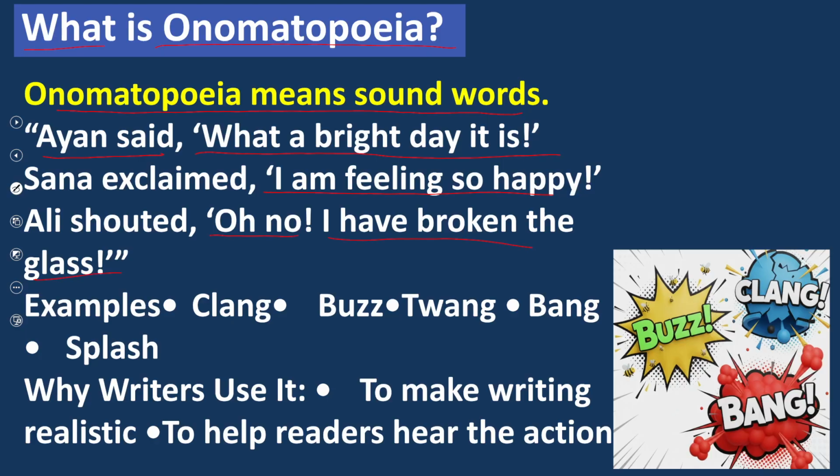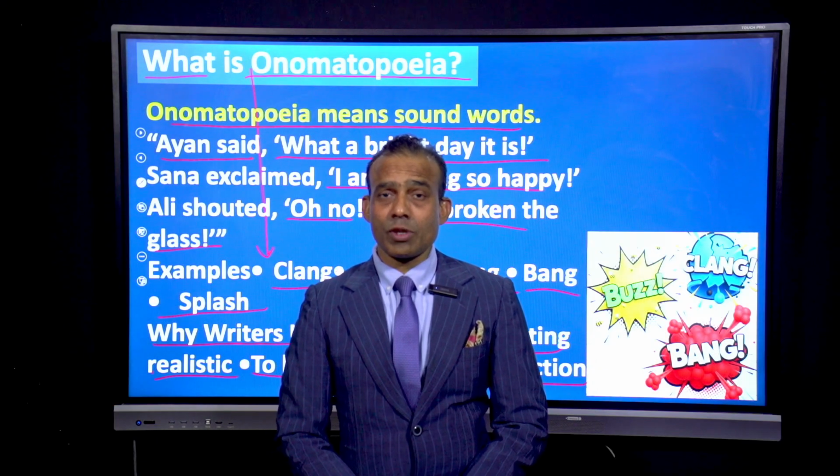Now look at the particular examples of onomatopoeia: clang, buzz, twang, bang, splash. Such sound-creating words are called onomatopoeia. Why do writers use it? To make writing realistic and to help readers hear the actions. So this is onomatopoeia.